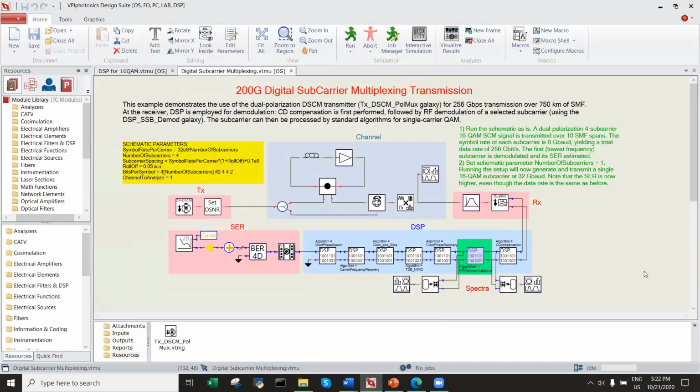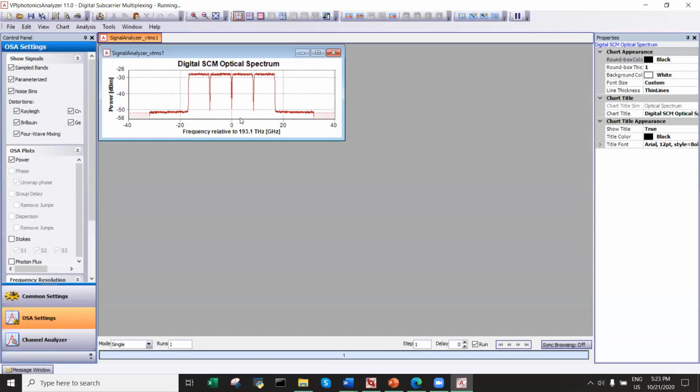And after using this block, the whole processing is the same as standard algorithms for single carrier QAM. First I will run the schematic for 4 digital subcarriers for a fixed 16 QAM modulation format. That will be 8 gigabaud per subcarrier, so we will have a total of 32 gigabaud. You can see here the 4 digital subcarriers generated.